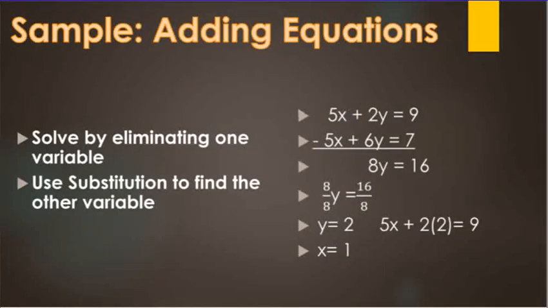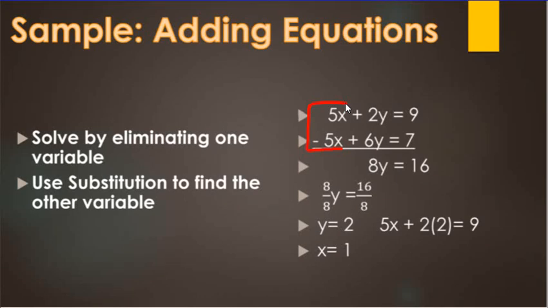So this one sample has been done for us. Our step is to solve by eliminating one of the variables first. So we have two equations, 5x plus 2y equals 9, and 5x plus 6y equals 7. And one of them is, the second one is a negative 5x plus 6y equals 7. And since your ultimate goal is to make sure that one of the variables, such as this x right here, they have the same number, same variable, but opposite signs. That's how you would eliminate one of the variables.